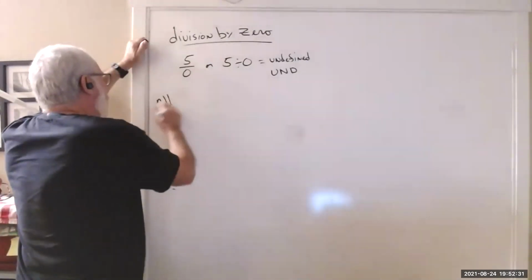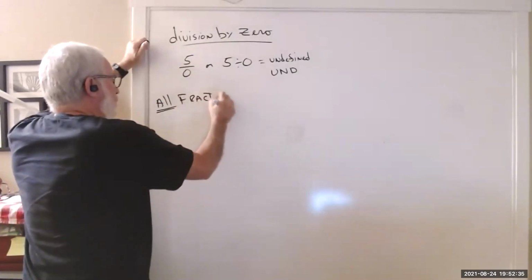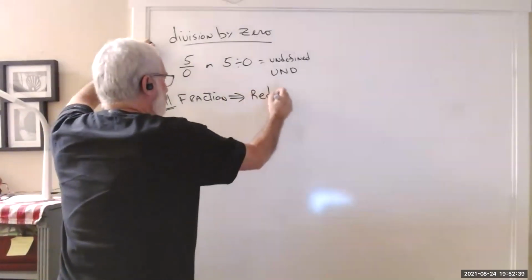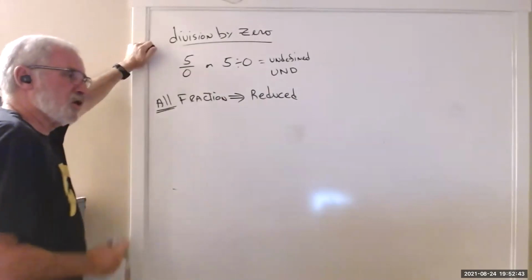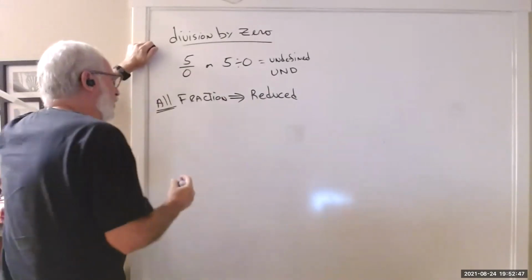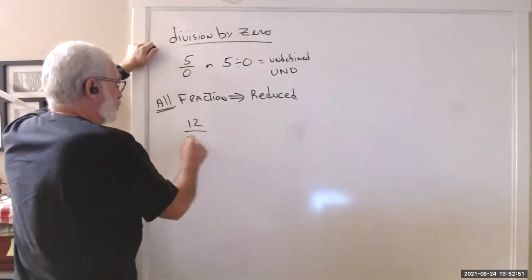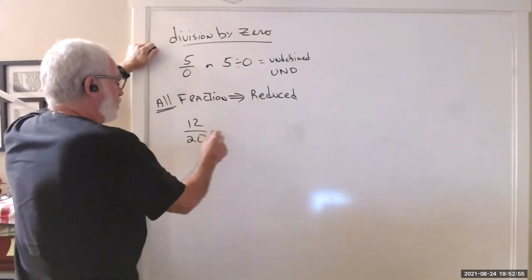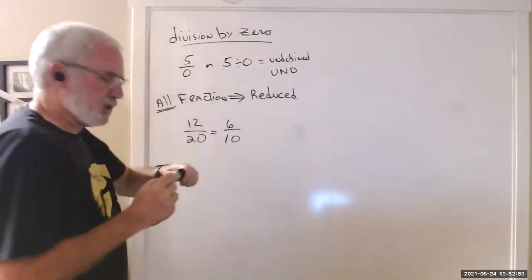All fractions must be reduced. All fractions, all the time, must be reduced. So for example, suppose we had 12 over 20. Well, you can reduce it to 6 over 10 because you can divide by 2.